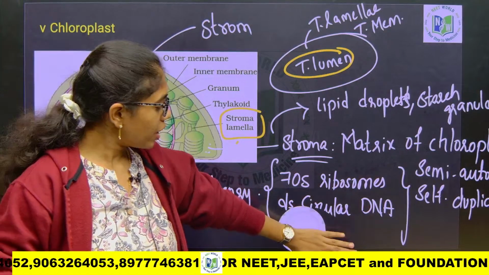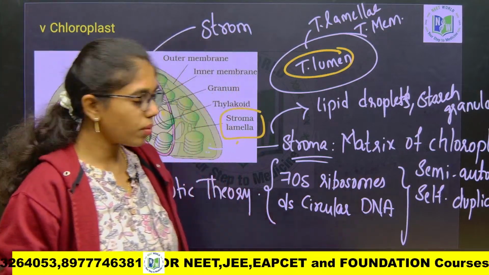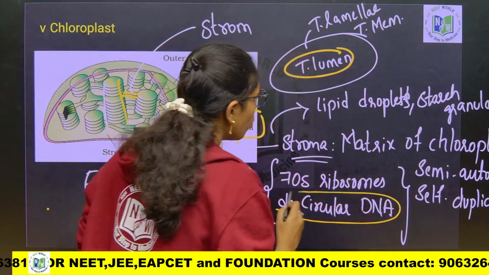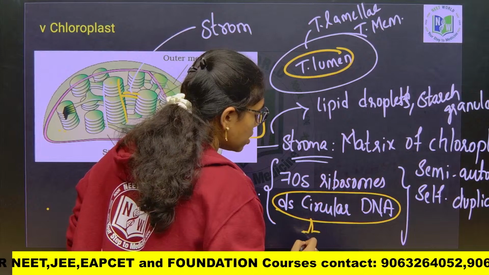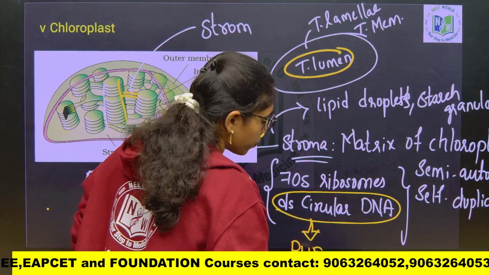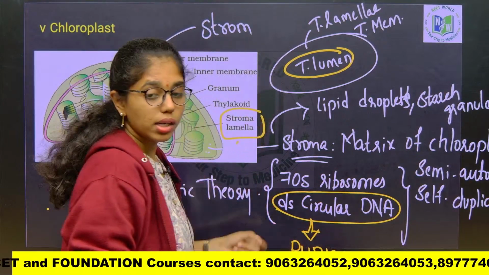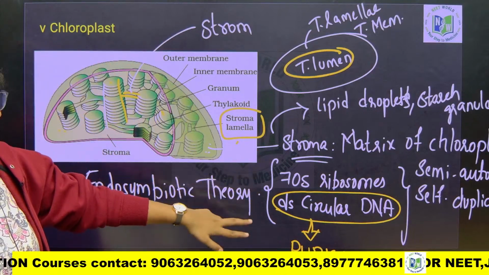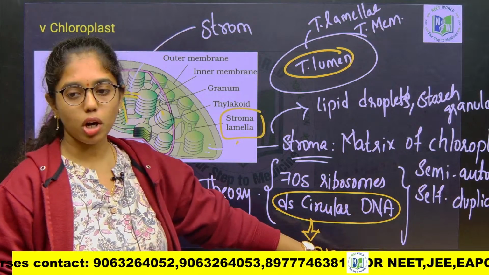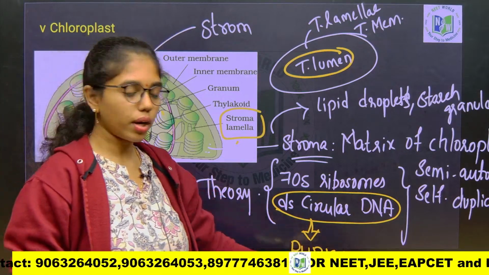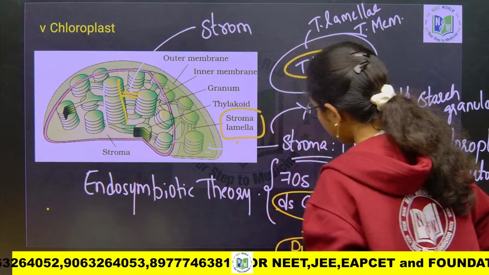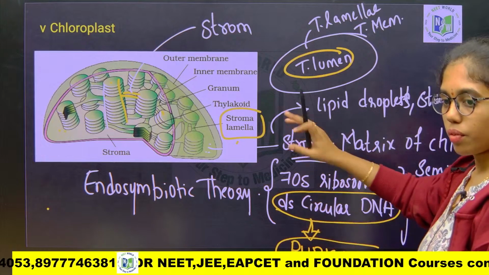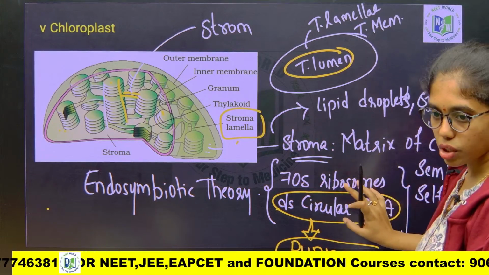So the ultimate goal of this DNA is also to synthesize protein. What protein is it synthesizing? The world's most abundant protein, that is rubisco, ribulose bisphosphate carboxylase oxygenase. So this is being synthesized from what? The double stranded circular DNA of chloroplast. Yes, clear with the structure of chloroplast.